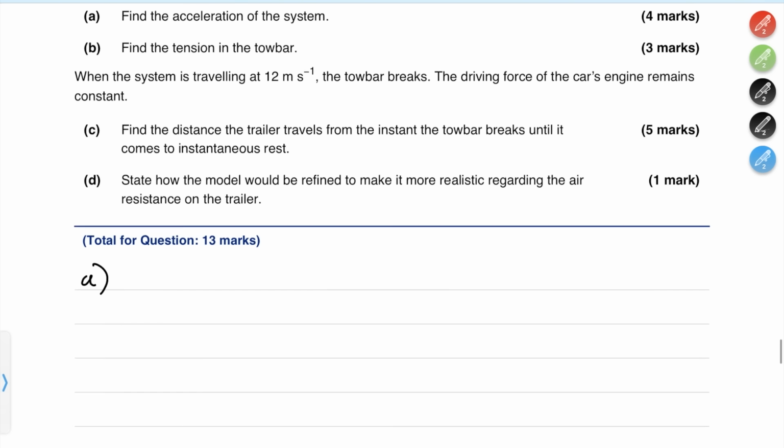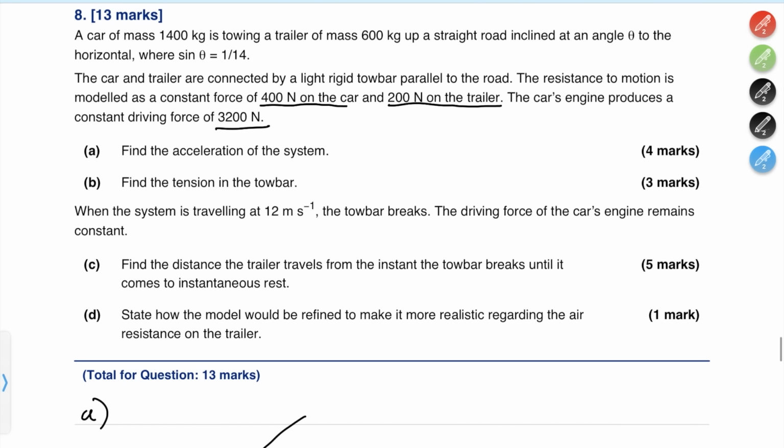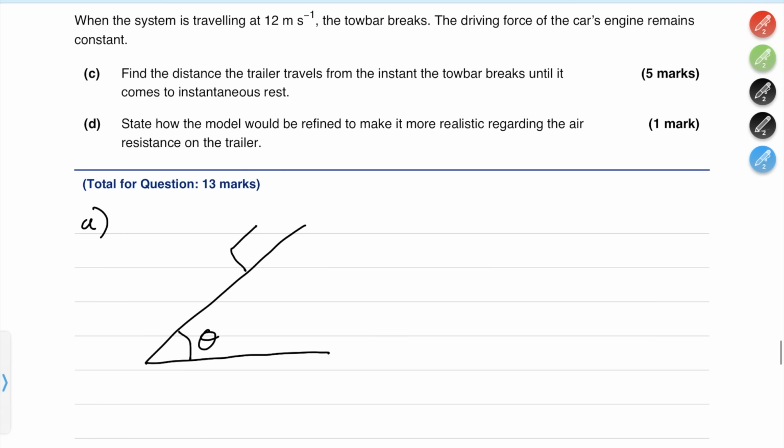So let's start by drawing a diagram here because that would definitely help us out. So we incline at theta. So we've got a car of 1,400 kg. So this is 1,400.